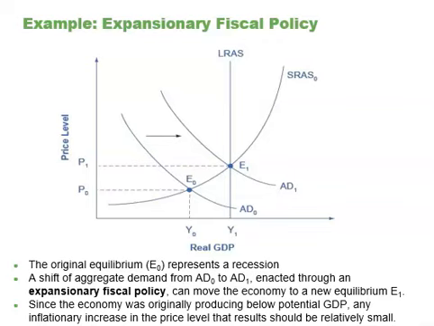In this case, expansionary fiscal policy using tax cuts or increases in government spending can shift aggregate demand to AD1, closer to the full employment level of output. In addition, the price level would rise back to the level P1 associated with potential GDP. Since the economy was originally producing below potential GDP, any inflationary increase in the price level from P0 to P1 that results should be relatively small.